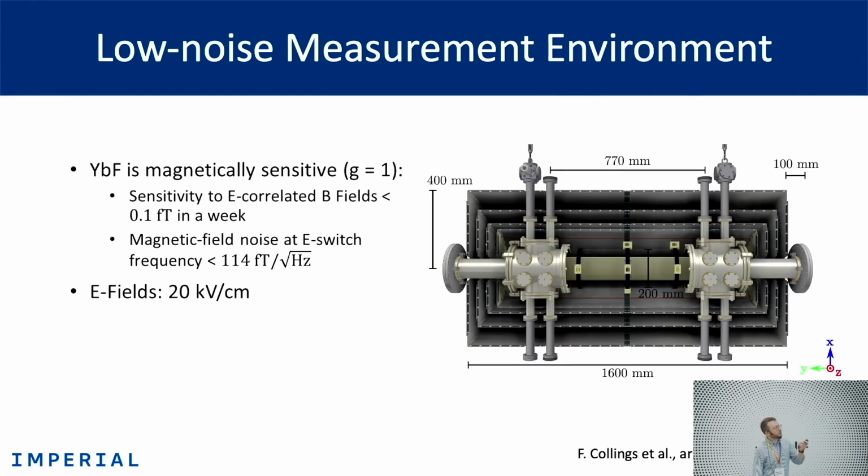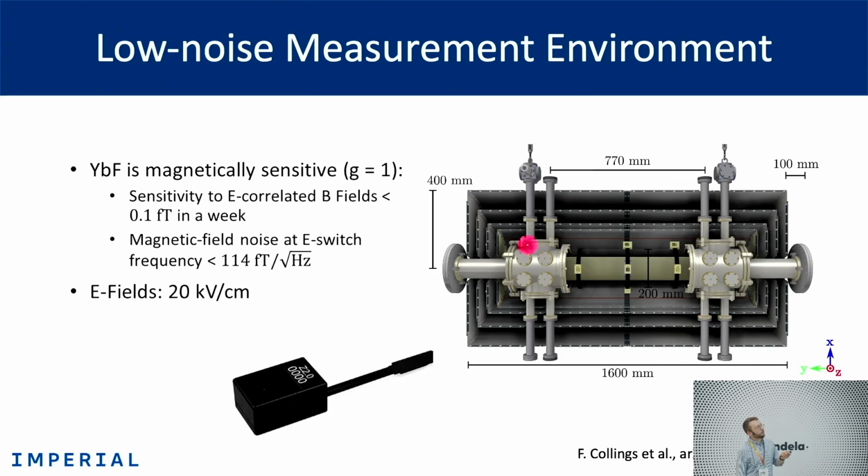As you can see in our diagram here, we've created this lovely low noise measurement environment with 4 layers of mu metal shielding and a choice of materials that are not very electrically conductive to reduce the thermal magnetic noise that they can contribute. We also have a nice array of Q-spin SERF magnetometers. So we have really good magnetometry inside this region so that we can measure these E-correlated fields as well as check on the noise.